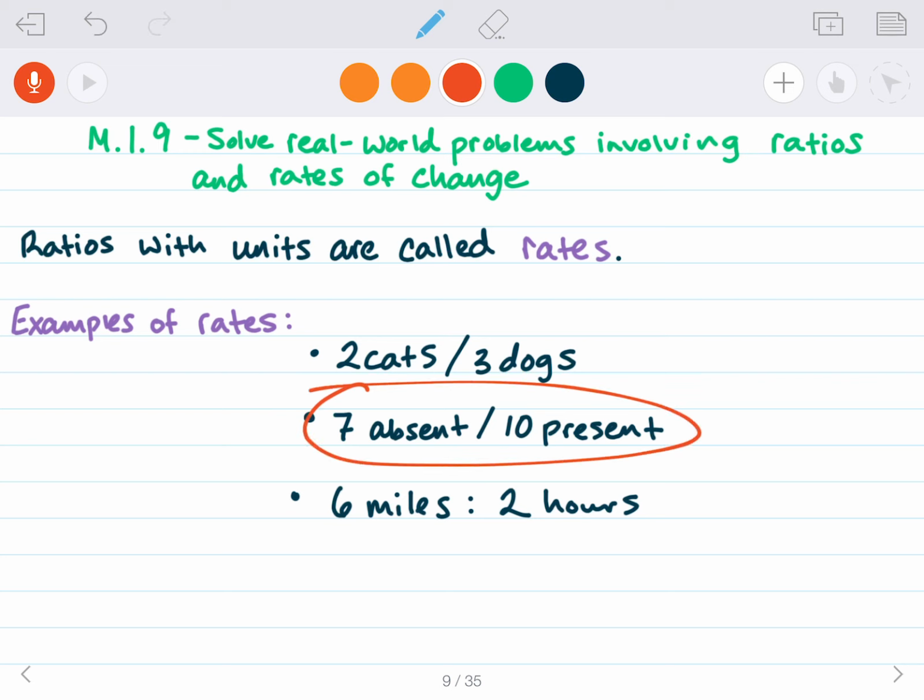7 absent to 10 present. Absent and present are the units. 6 miles to 2 hours. Miles and hours are the units. So these are all examples of rates, just ratios with units.